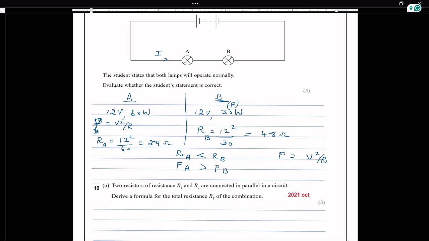The student said both the lamps will operate normally, but their powers are different. Therefore, they will not operate normally, because the power of A is greater than the power of B. So they cannot operate normally. So the student's suggestion is wrong.